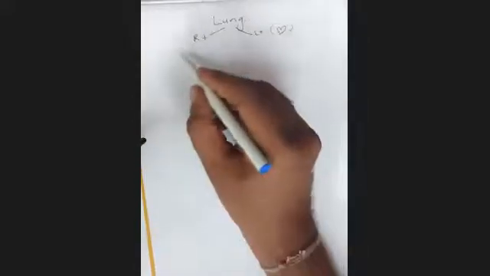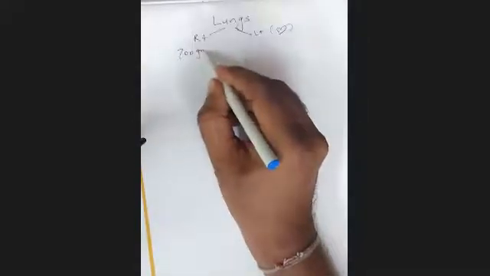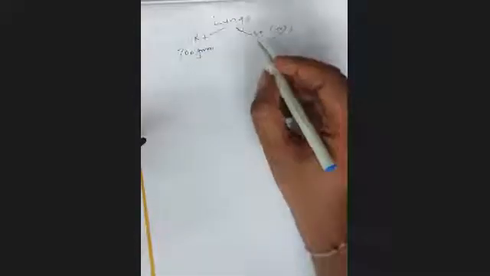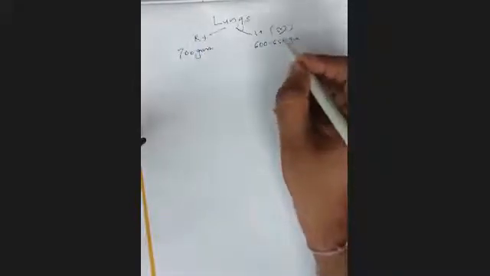The right lung therefore will be slightly heavier than the left lung. The right lung weighs 700 grams, while the left lung will weigh around 600 to 650 grams, because some amount of lung tissue is less because of the presence of the heart on the left side.